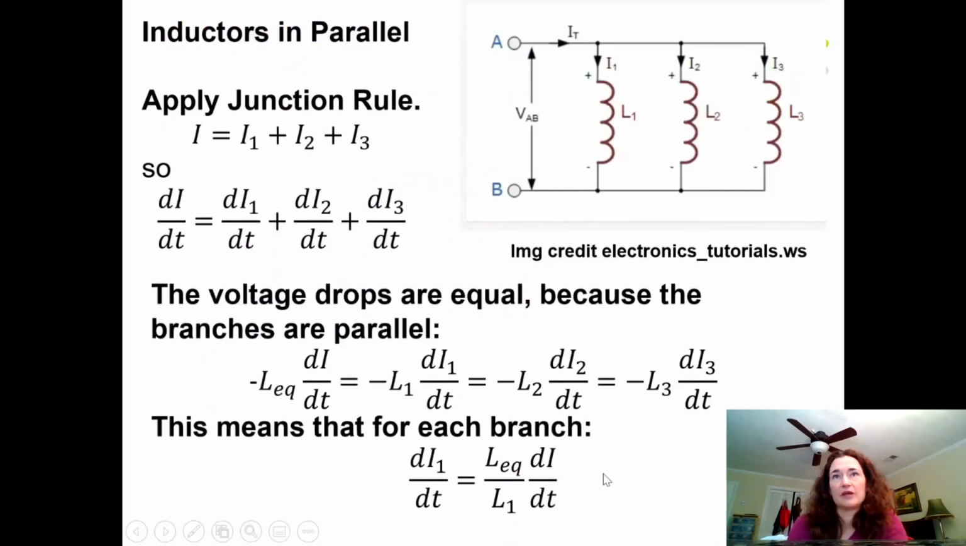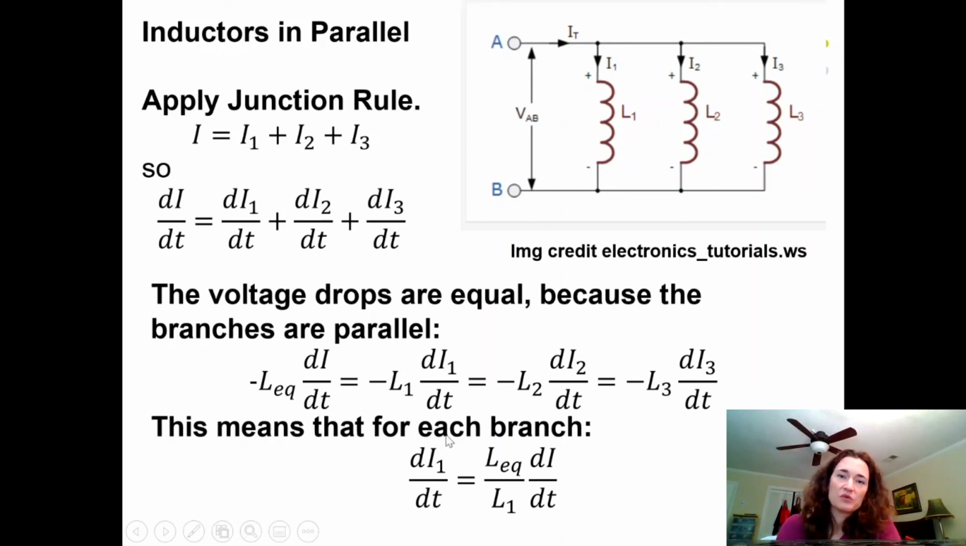Now let's look at parallel, okay? You can see here that I've got 3 inductors in little parallel branches all by themselves, so it's easy to understand what's going on here. As we've discussed before, the voltage across parallel branches has to be the same. Let's say that you have some current I coming out of point A and then flowing out of point B. Well, the junction rule would apply there. So if you have current I1, I2, and I3 flowing through inductors 1, 2, and 3 respectively, then I would equal I1 plus I2 plus I3 because of the junction rule.